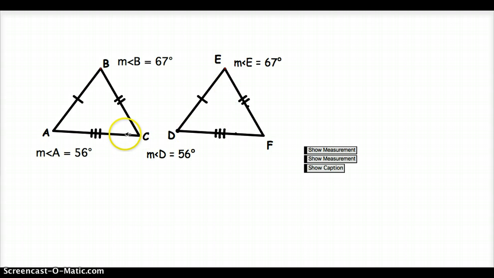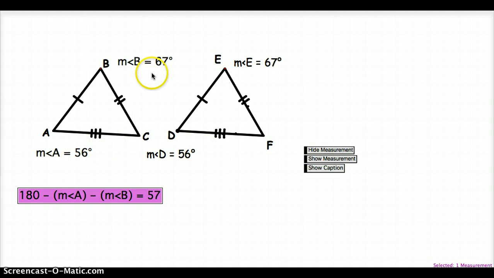Do we know angle C and angle F? Well, sure, all we have to do is add 56 plus 67, so A plus B, and subtract it from 180, so 180 minus A minus B, or you could have set it up with A plus B plus X equals 180. Either way you set that equation up, it doesn't matter. But basically adding these two together and subtracting from 180, we get 57.